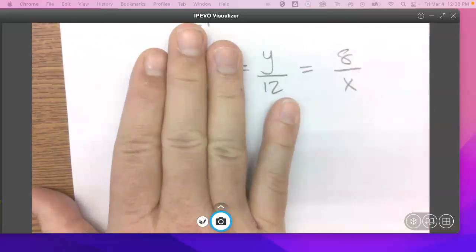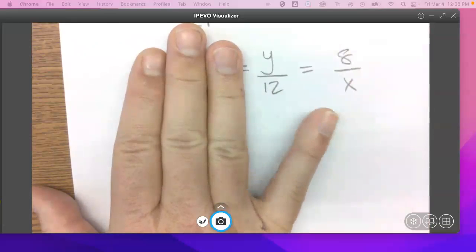It's easier to see with this one. What if Y were 12? What would X be? 4. You're right that 12 over 12 would give me 1, but what would X have to be to make 8 over X equal to 1? 8. So do you agree that a solution of Y equals 12 and X equals 8 would work for this problem? What if Y were 24?